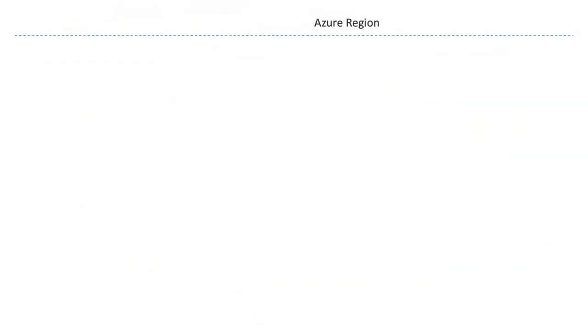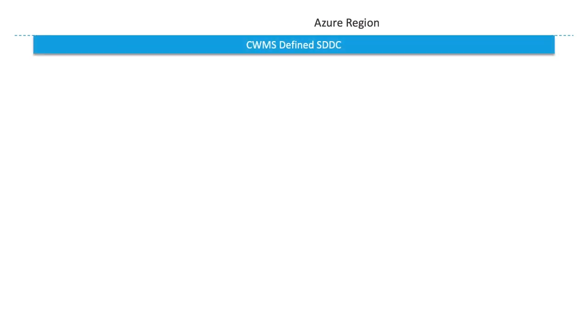CloudJumper's Cloud Workspace Management Suite, known as CWMS, is a SaaS-based RDS management and automation platform. It deploys and manages RDS workloads across multiple clouds, including Azure, Google Compute, and VMware on AWS, as well as private clouds running on Hyper-V or VMware. Inside any of these environments, CWMS builds a software-defined data center, or SDDC.